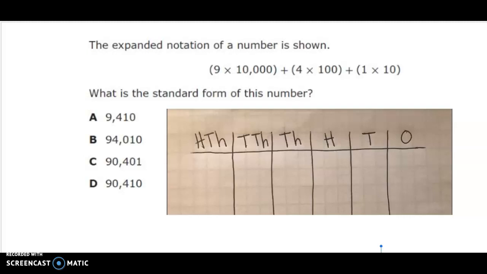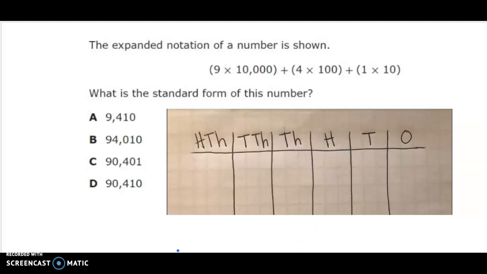Okay, the question says, the expanded notation of a number is shown. 9 times 10,000 plus 4 times 100 plus 1 times 10. What is the standard form of this number?